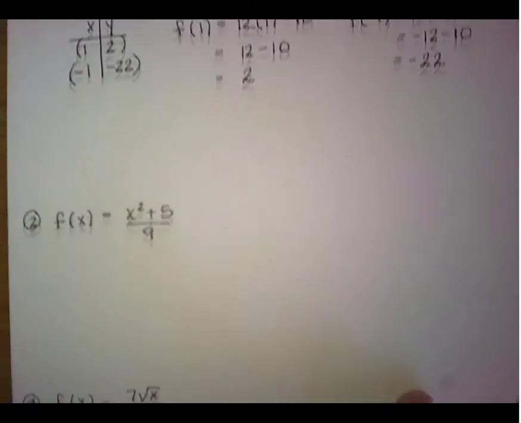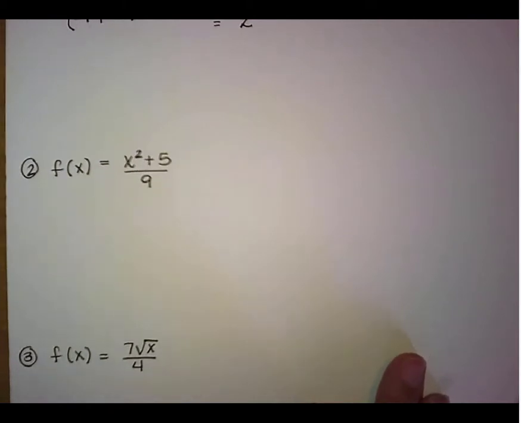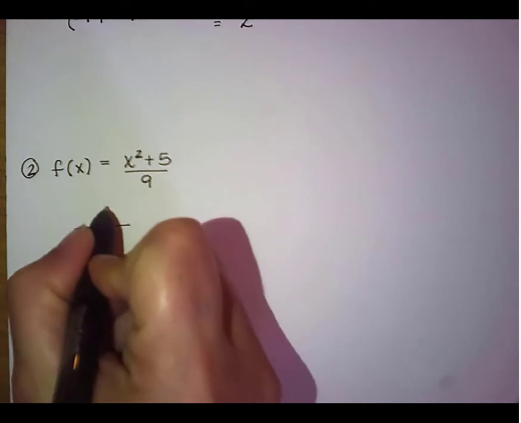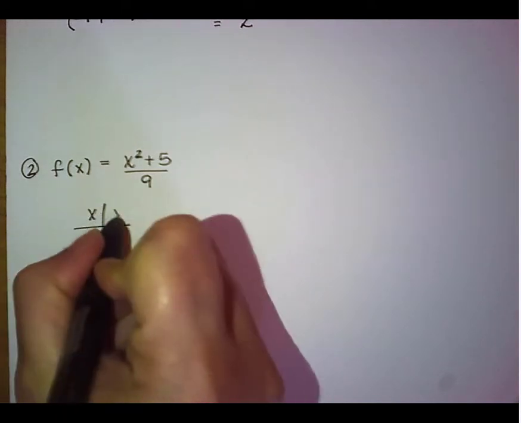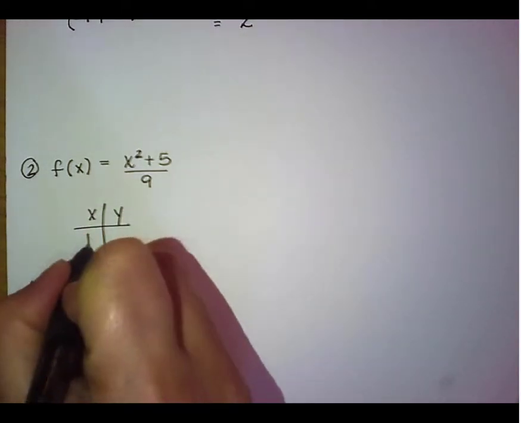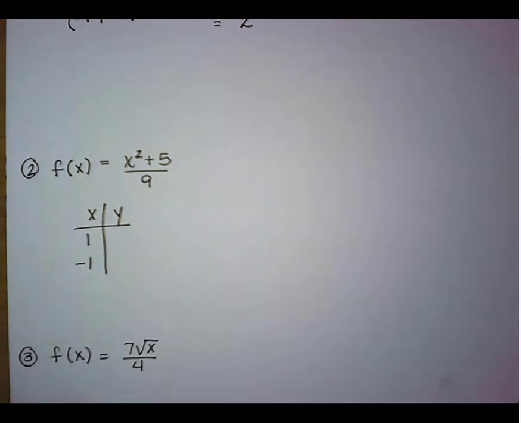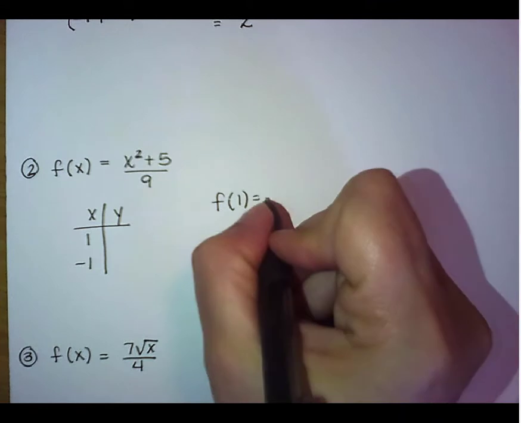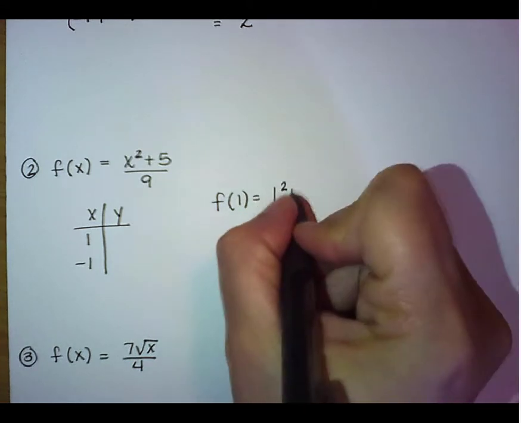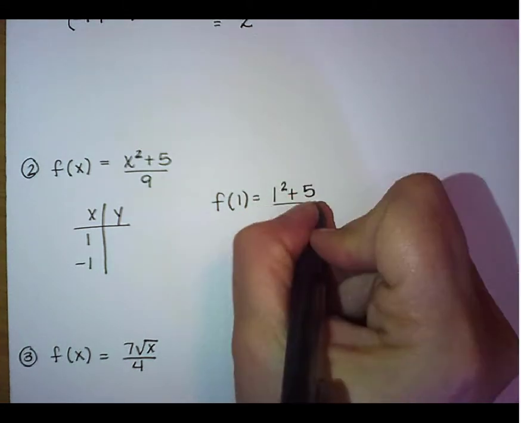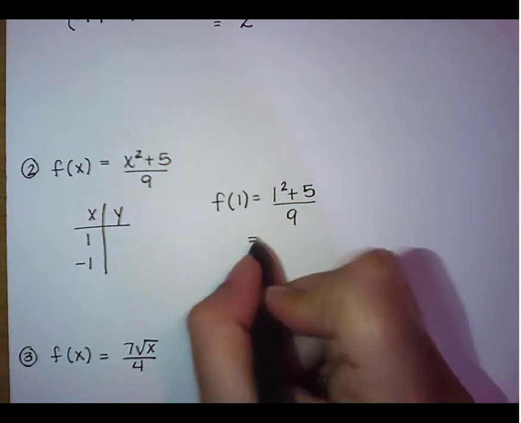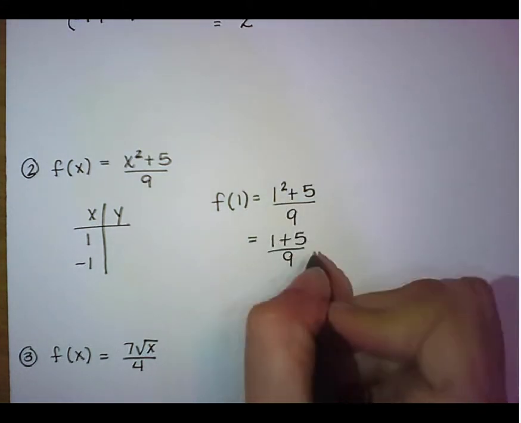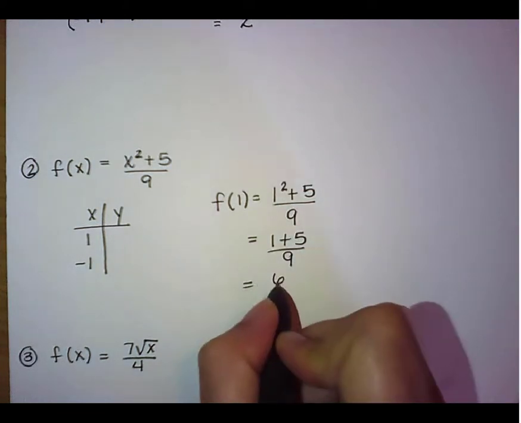So the second one here, f of x equals x squared plus 5 over 9. Again, take my chart here, x and y. I'm going to go ahead and do 1 and -1 again. So f at 1 is going to be 1 squared plus 5 over 9. So 1 squared is 1 plus 5 over 9. 1 plus 5 is 6 over 9.